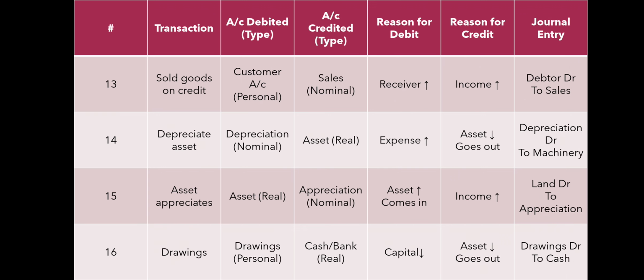Next will be the same thing. But here again we have sold the goods on credit, so I have not received the money. I have not received the cash, so I will write the customer's name. And the customer is who? He is a debtor. So debtor is a personal account, debit the receiver. So who is receiving the goods? The customer is receiving the goods, that is the debtor is receiving the goods, therefore his account will be debited.